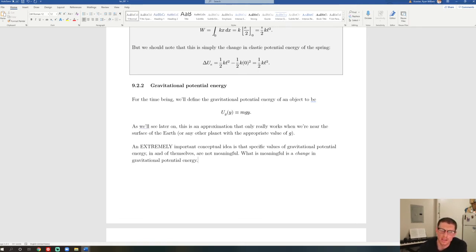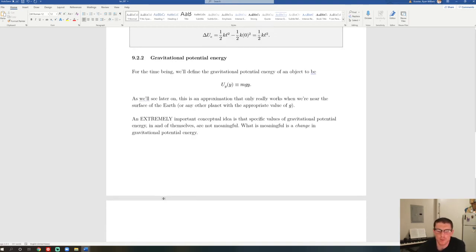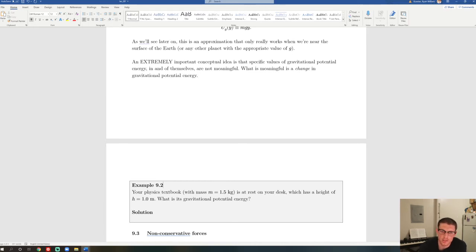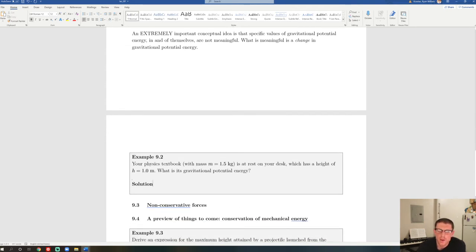But I will likely give you a homework problem that has to deal with this so you can really see how it works in practice. And we'll do an example too, but this might not make it as clear as the homework problem I have in mind. So let's look at this example. Your physics textbook with a mass of 1.5 kilograms is at rest on your desk, which has a height of 1 meter above the ground, or above the floor in your apartment or house. What is its gravitational potential energy?